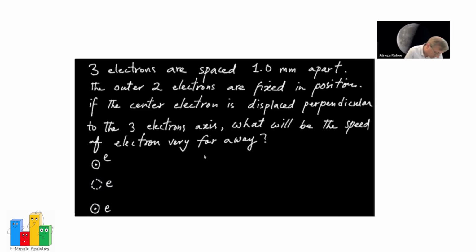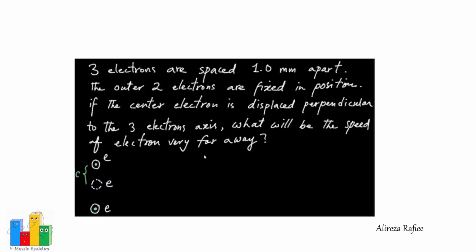Okay, let's assume that you have 3 electrons. You put them on a vertical line in this case. You fix the first one and the last one in their places. And the second one is right between them at some distance, 1 millimeter, which I'm going to call A, from both.